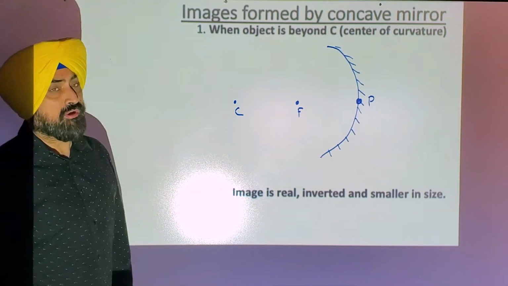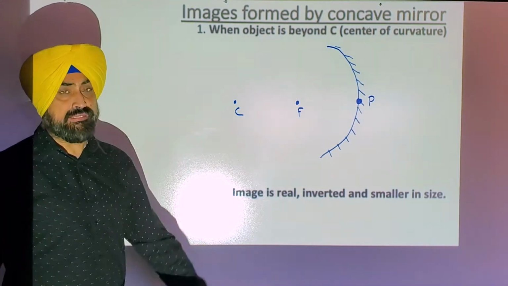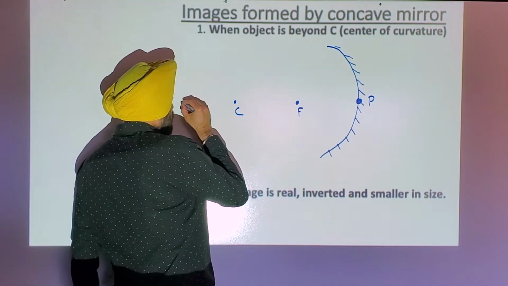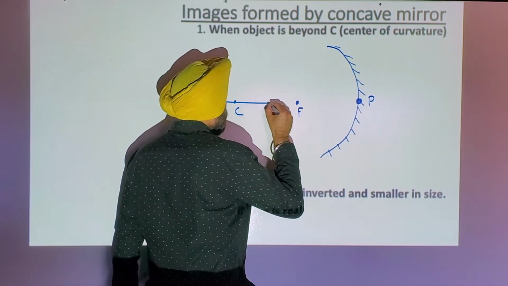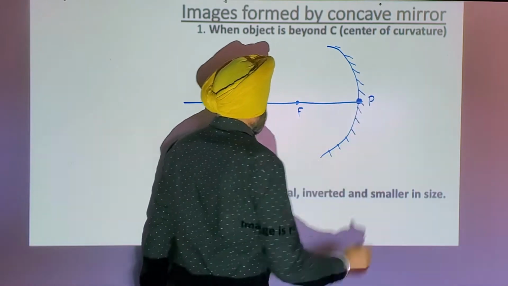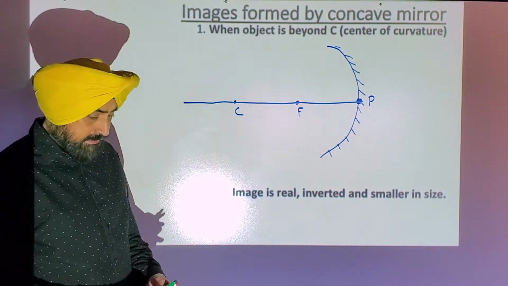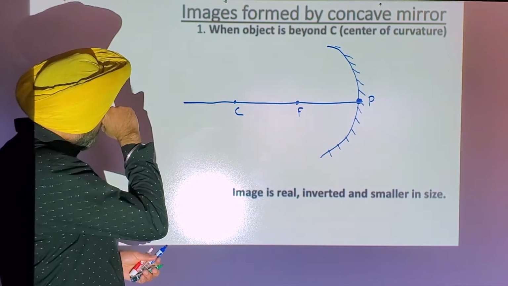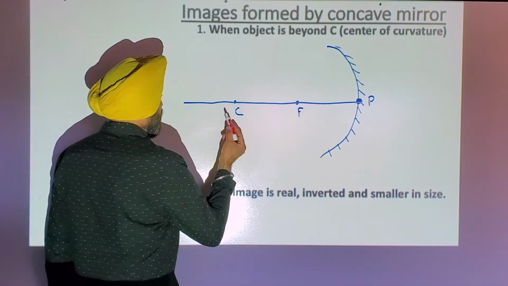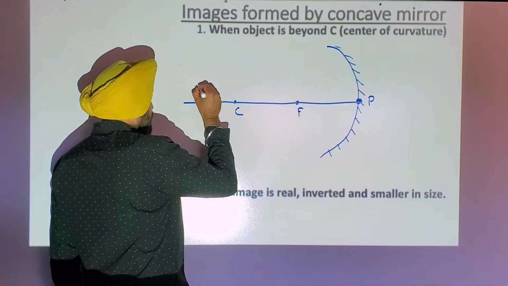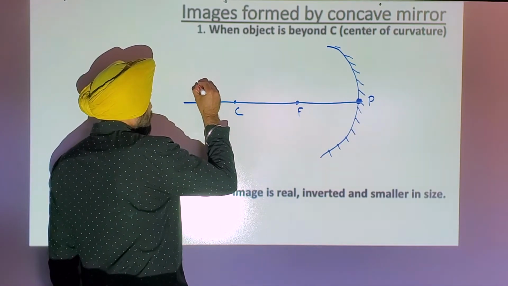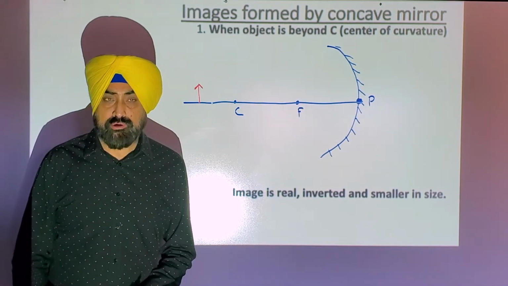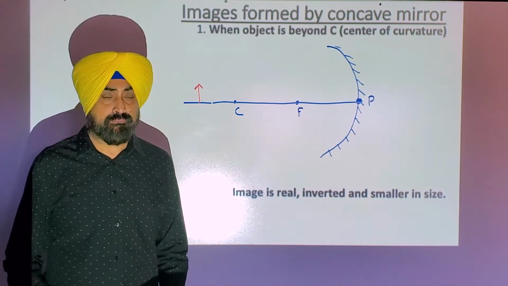So if we draw a line connecting all these three, that is called principal axis. So let's draw a line. So this is the principal axis. Because the first point it says when object is beyond the center of curvature. So this is the center of curvature, let the object is here. Now how we draw ray diagram to find out where the image will be formed.